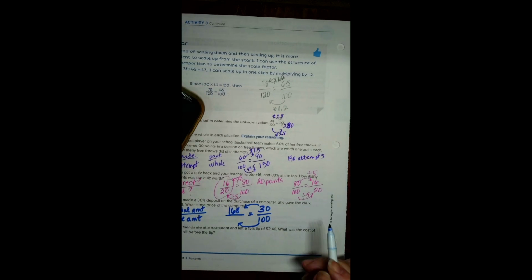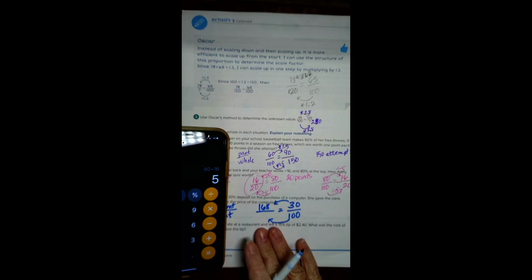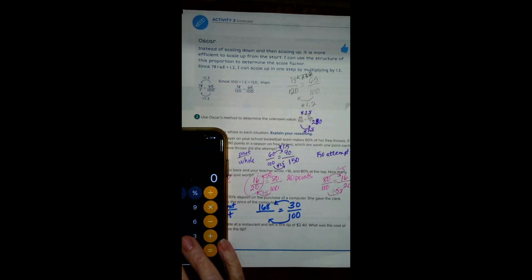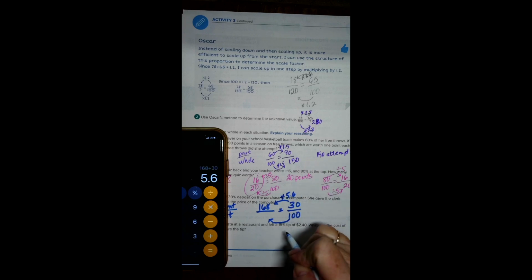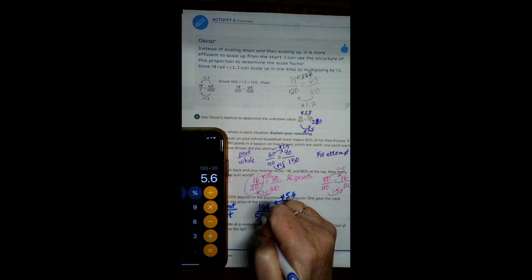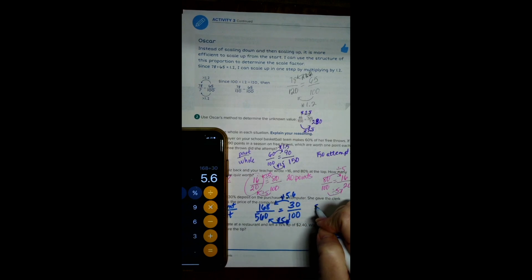So how do you go from 30 to 168? Because then we need to do 100 to that. So we're going to multiply by something. I don't know what. Sorry, I guess you didn't see that. So 168 divided by 30 is 5.6. So we're doing a times 5.6 to go that way, times 5.6. So we get $560. So $560.